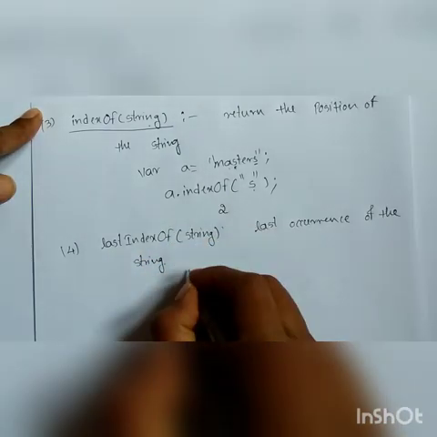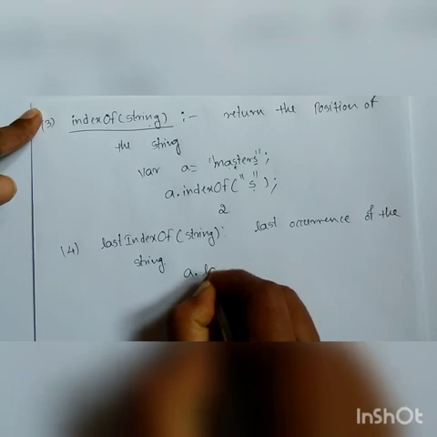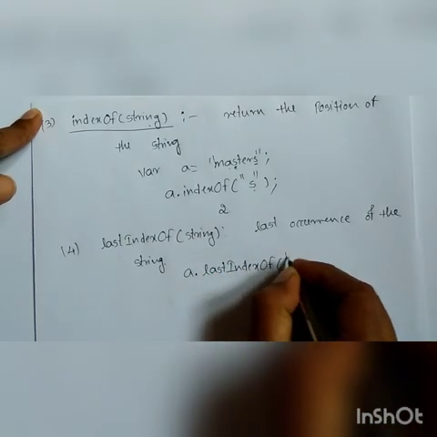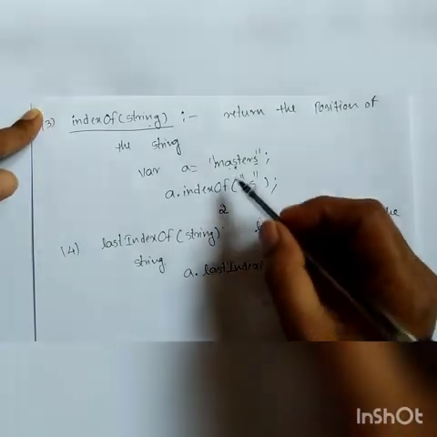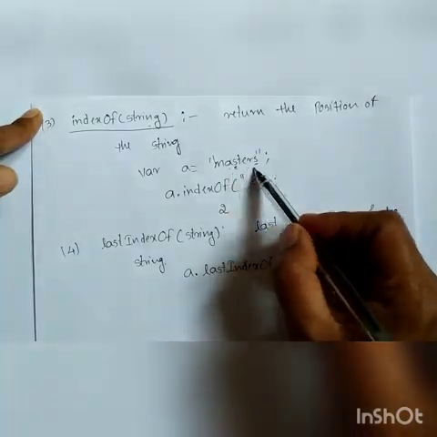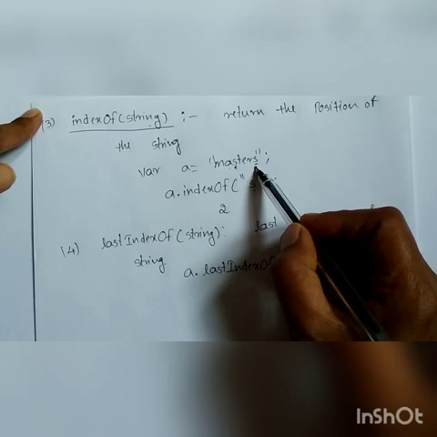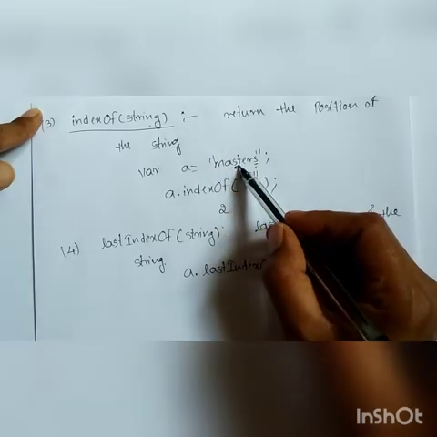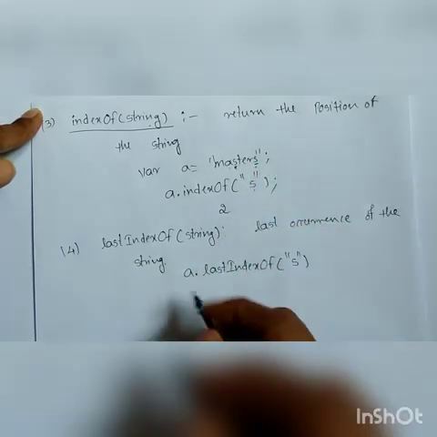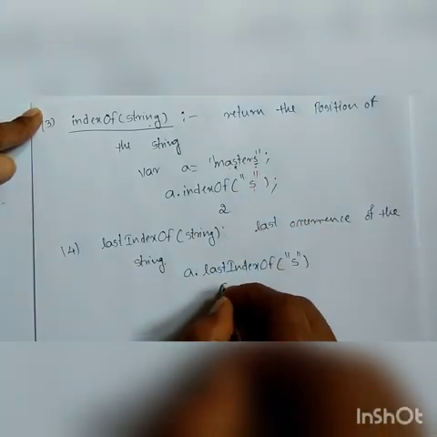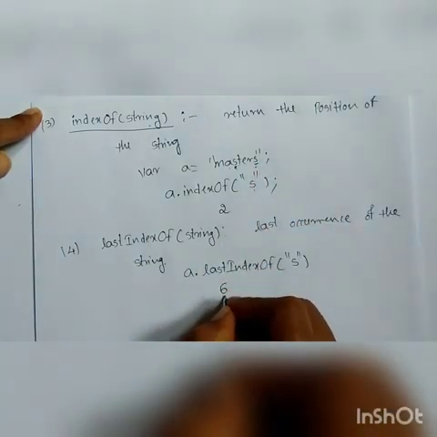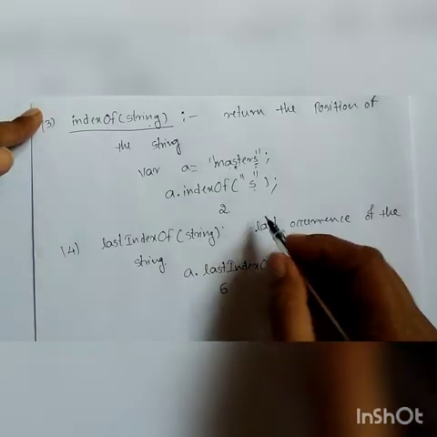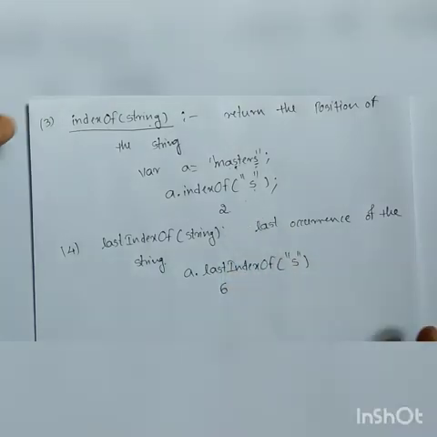So let us take the same example. Here I am taking A dot lastIndexOf S. S is placed in two places here. This is the first occurrence and this is the last occurrence. The lastIndexOf method returns the last occurrence: 0, 1, 2, 3, 4, 5, 6. In the 6th position S is there. So that's why the position is 6. So this is the last occurrence position of the string, and this is the first occurrence position of the string.